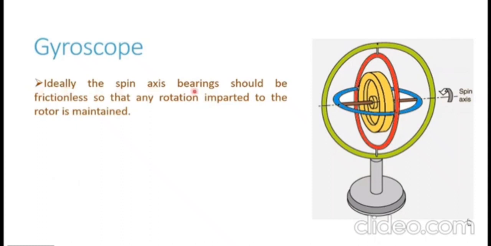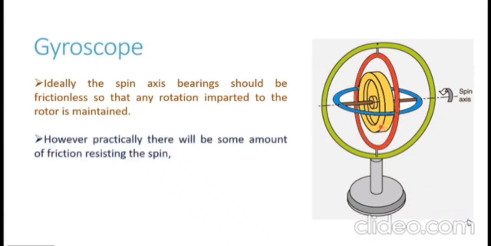Now, ideally, these three sets of ball bearings which we have fitted here, one at the ends of the brown rod, second set at the connection point of the blue and red ring, and third set of ball bearings at the connection point of the red ring and the green outer member, one on top and one at the bottom, should all be ideally frictionless, so that any rotation which is imparted to the rotor is maintained without any loss. However, practically, whenever you impart any motion to the rotor, there will be some amount of friction. Doesn't matter how well lubricated these ball bearings are, there is going to be a small amount of friction.